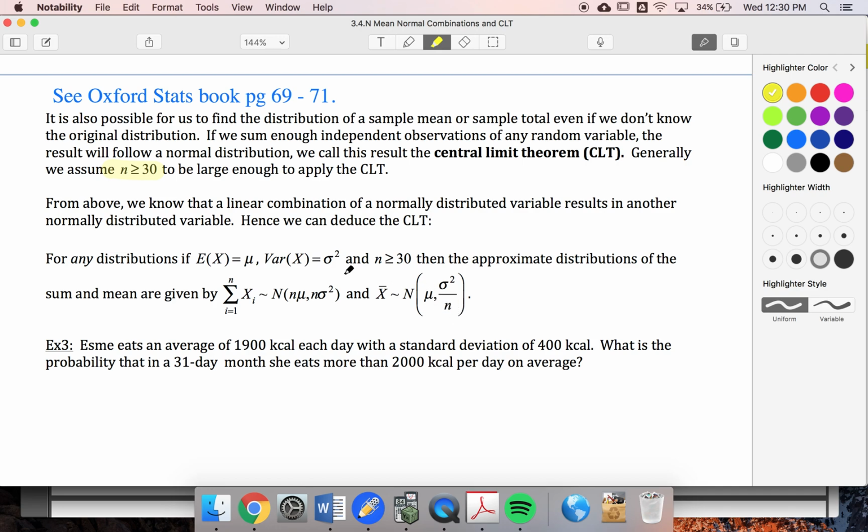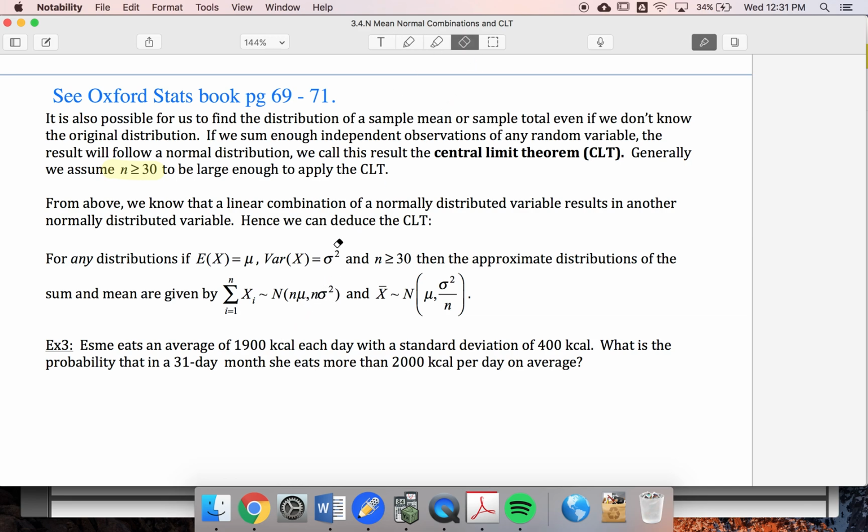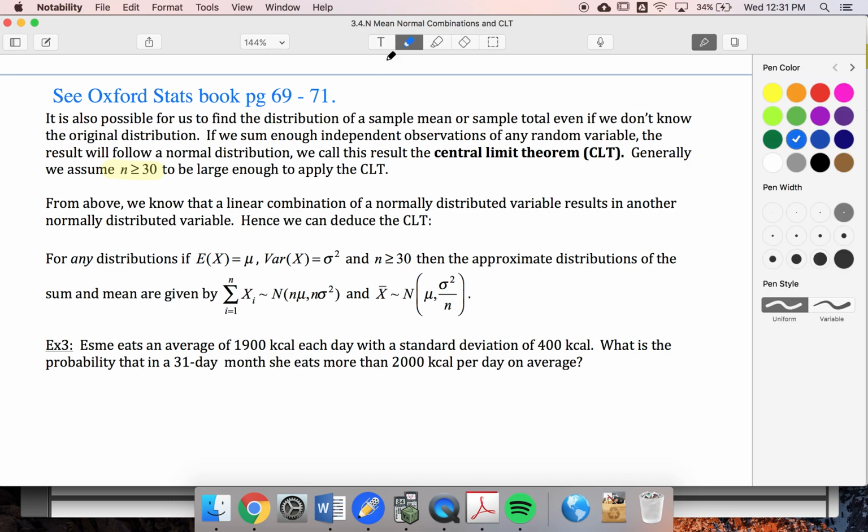So just like if we took a bunch of linear combinations of a normally distributed variable. This is like what we said before, but now we're saying that X is any distribution that has a mean of mu and a variance of standard deviation squared, which is always true. So the sum has mean n times mean, n times standard deviation squared, and here's our X bar.